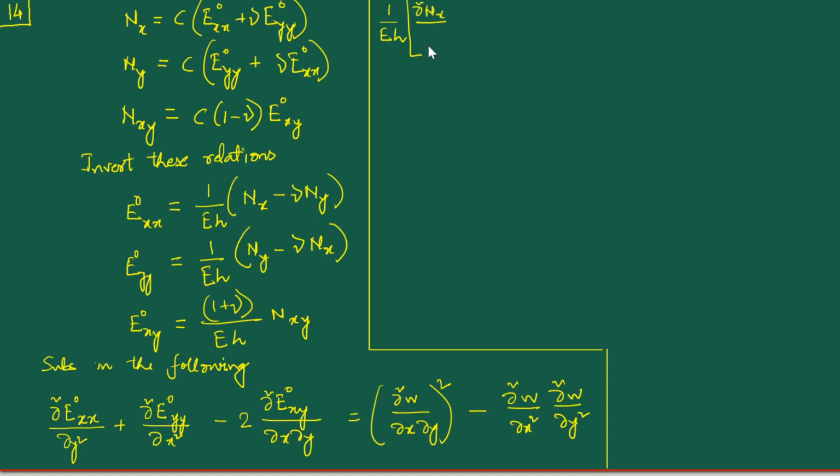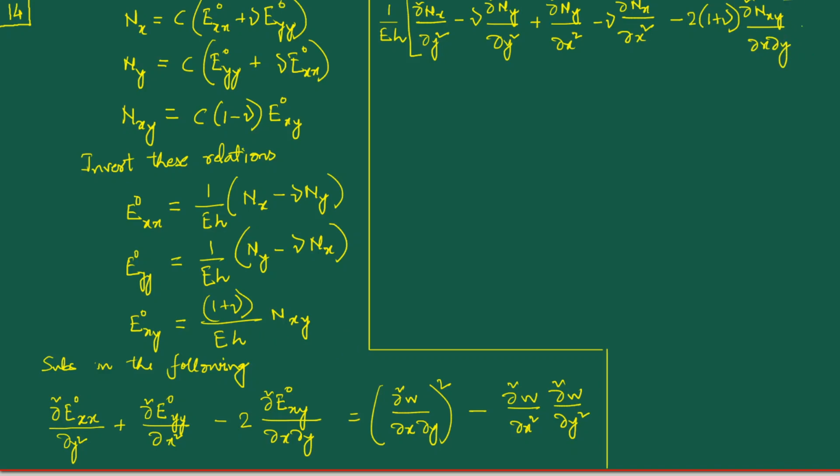1 by EH del square Nx del y square minus nu del square Ny del y square. So from this one and substituting these things, next substituting the Eyy naught from here, I'll obtain del square Ny del x square minus nu del square Nx del x square, and then minus 2 into 1 plus nu, so basically this one, del square Nxy del x del y. Close the square bracket, and on the right hand side whatever I have here, I just write that.